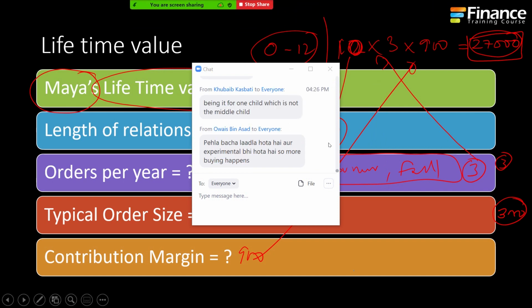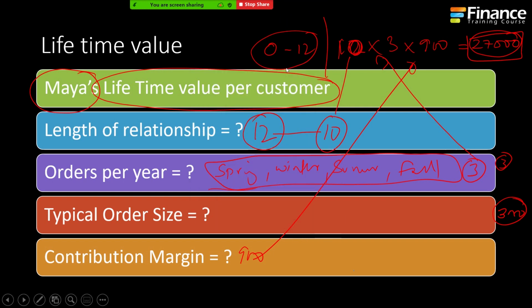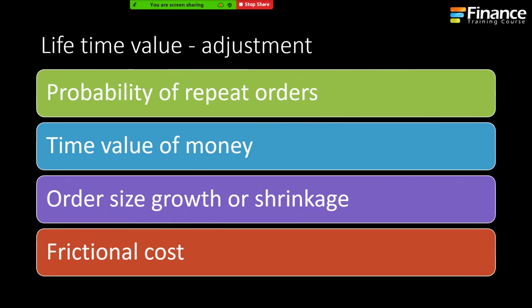Yeah, that's a good point. What about inflation? So there are multiple other factors, multiple other adjustments that you have to make to this model. It's not a perfect model. So पहला सवाल तो ये कि आपकी assumption ये कि ये जो customer आप कह रहे हैं 10 साल रहेगा और 3 orders देगा, you're saying every customer is going to be a repeat customer. That's not true. Not all customers are going to come back. So the first thing you have to adjust for is probability of repeat orders.